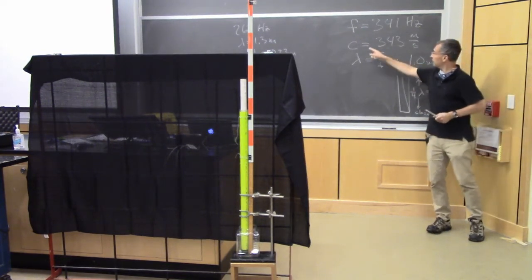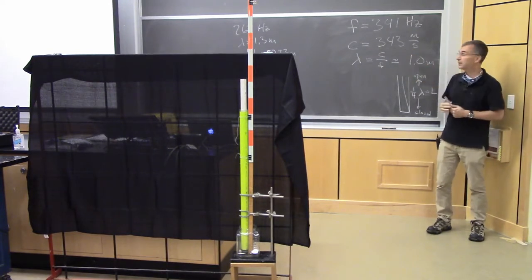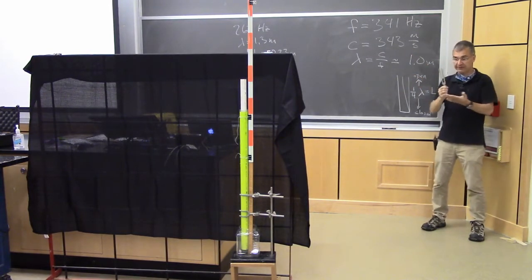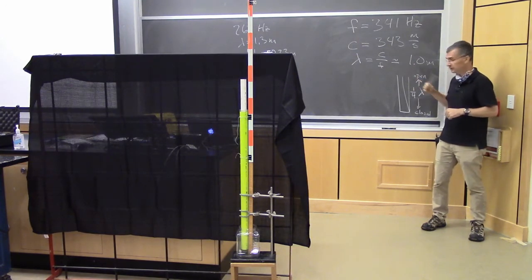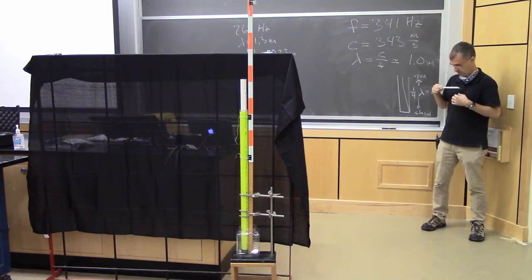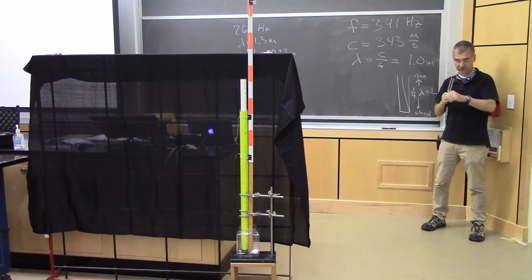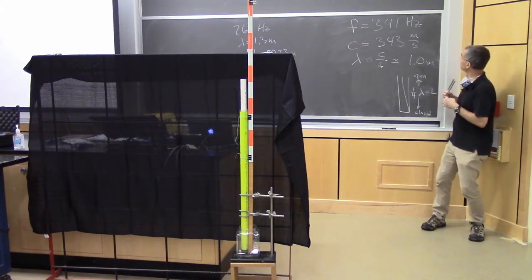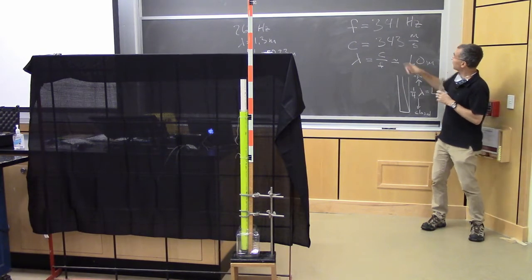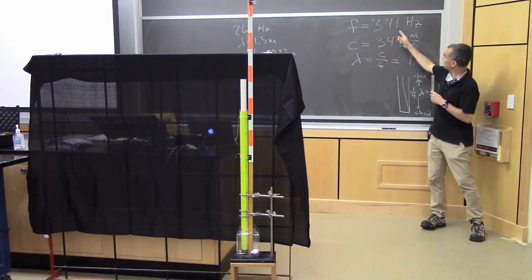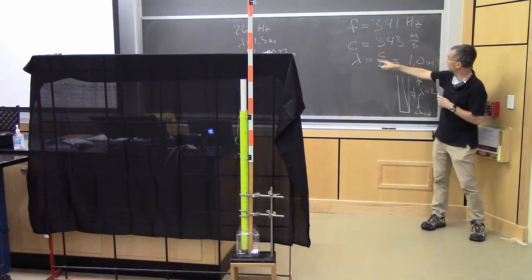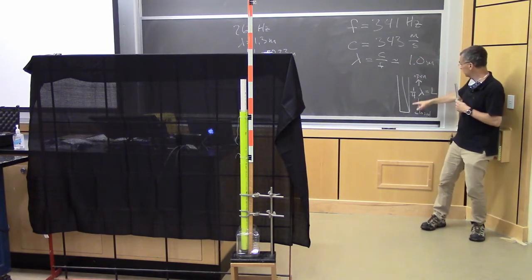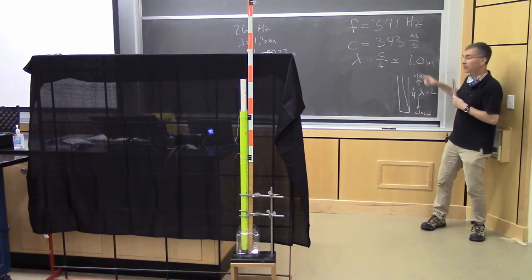And we know the speed of sound in room temperature air is 343 meters per second. And I happen to have here a tuning fork, which is tuned for 341 hertz, 341.3. So that's convenient. So 341 hertz is pretty much the same number as 343 meters per second. So then the wavelength is right about 1.0 meter. So then a quarter of a wavelength would be 25 centimeters.